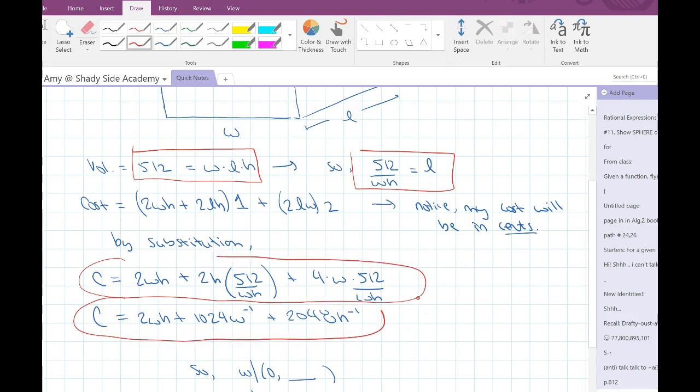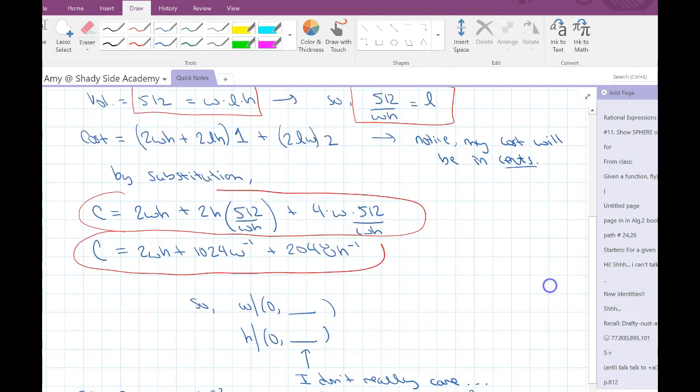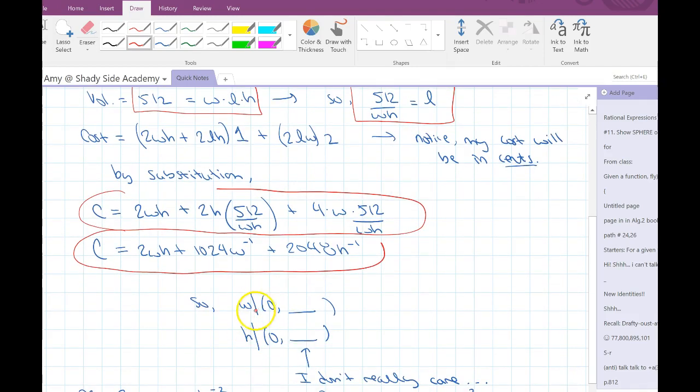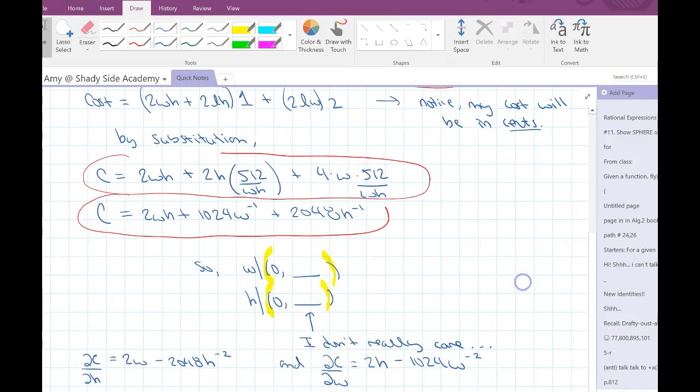Because of the constraints, I know my domain restriction is that W can exist from 0 to some upper limit. Similarly, H can exist from 0 to some upper limit. The important thing to recognize is that these are soft parentheses, because 0 is not a viable alternative, since you would have no box. I made a note down here about the question of what this upper limit is.